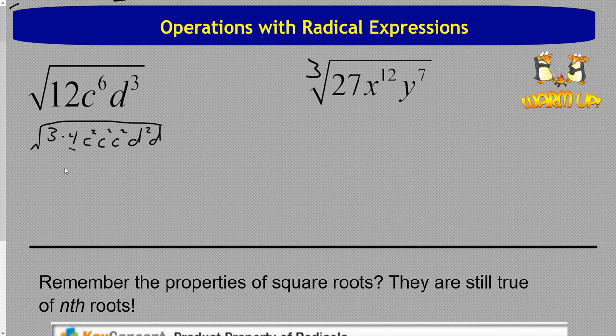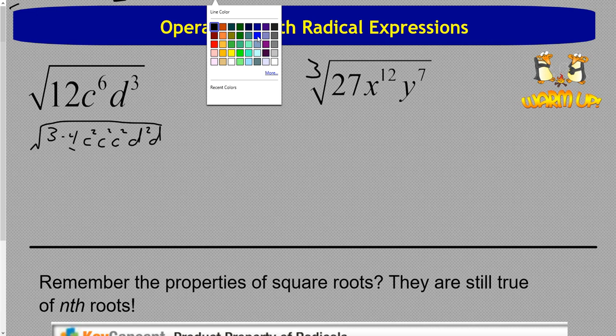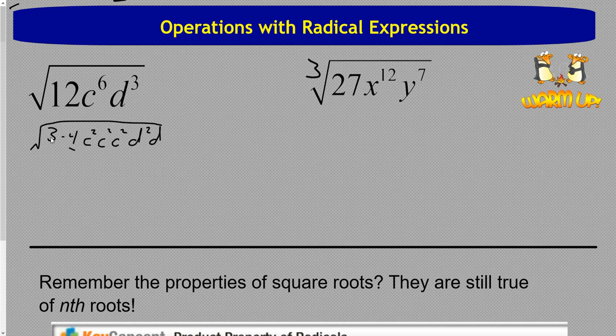So now I'm going to go through and just take the square roots of the things that I can take the square roots of. So for example, square root of 3, I don't know what that is. We're going to leave the 3 inside the radical. The square root of 4, though, is a 2. So I'm going to take the square root and bring it outside the radical. The things I take the square roots of come out in front. The square root of c squared, well, that's c. Square root of c squared is another c. The square root of c squared is another c.